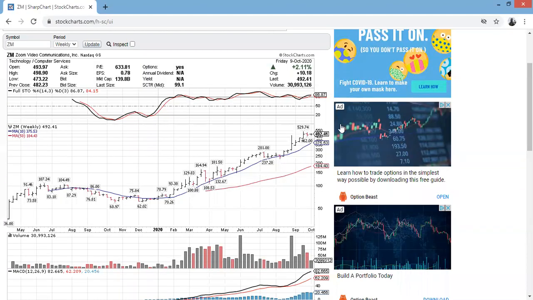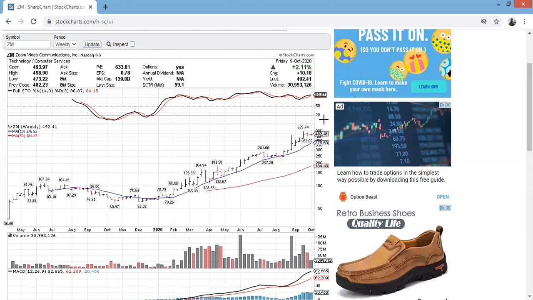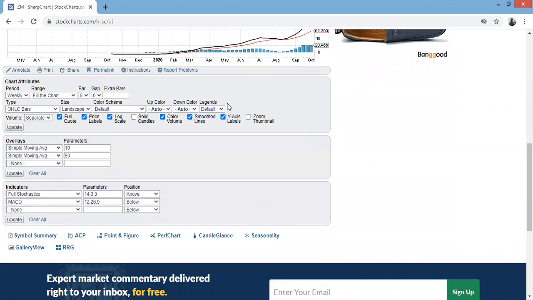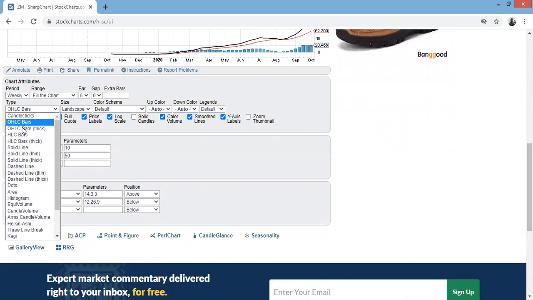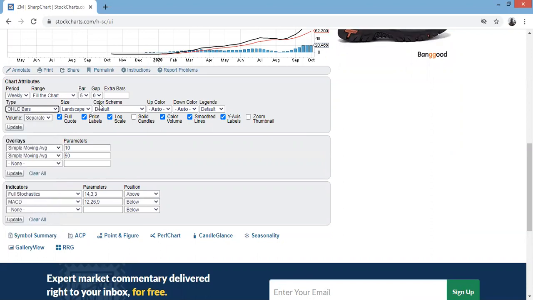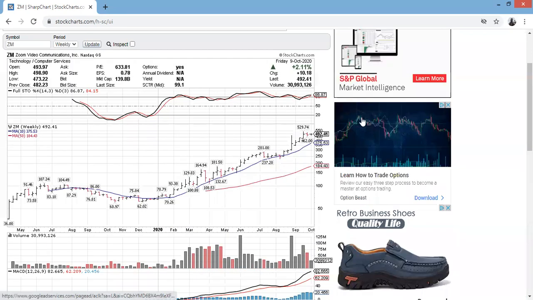When setting up your chart to look at these, one of the things that you'll have to make sure you do is click on this bar, OHLC, which stands for open, high, low, close bars. Which just shows you the price that the stock opens at, the price that it closes at, and then the range between the high and the low for the day.